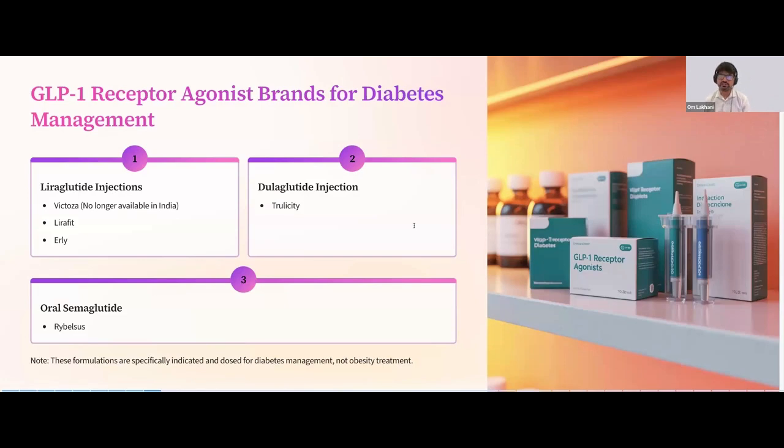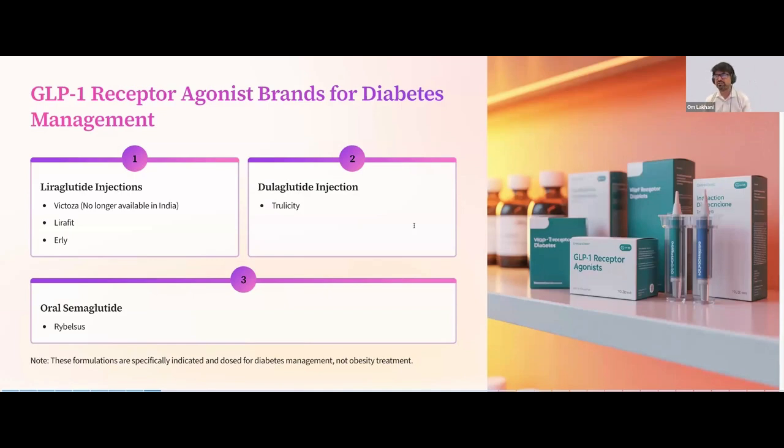But exenatide got discontinued when Novo Nordisk, the same makers of semaglutide, first came with a blockbuster drug called liraglutide. And liraglutide is the one, if you ask me, which led to the change in the entire GLP-1 spectrum. Probably the lead drug, prima, was liraglutide. Liraglutide is still available in India.